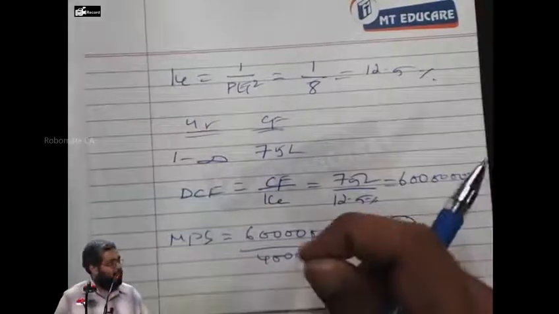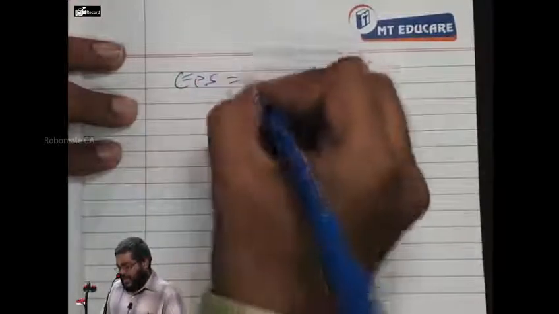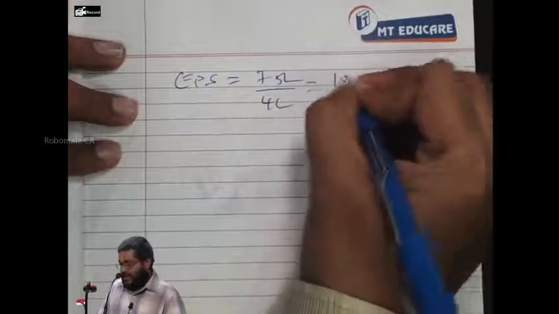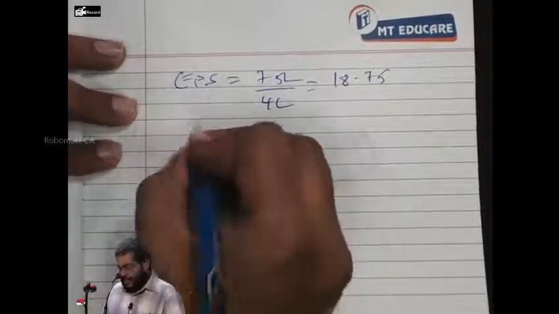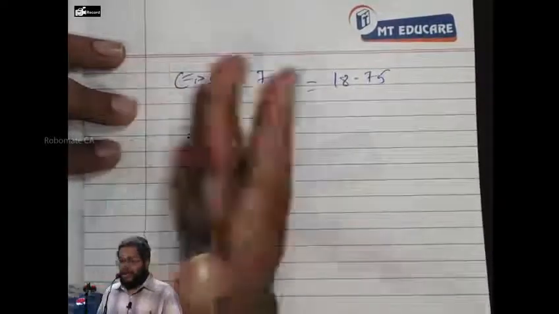Everybody, yes or no? This is another alternative way of understanding the market price of 150. Another way of understanding is very simple. What is EPS? EPS is 75 lakhs divided by 4 lakhs. What is EPS? 18 point 75. Okay. Now, you are buying this company's share. Here, cash flow: when you buy this company's share, when I say cash flow, what do I mean?